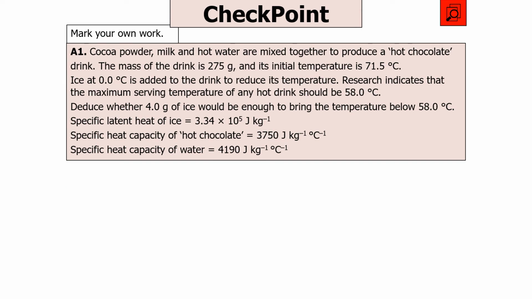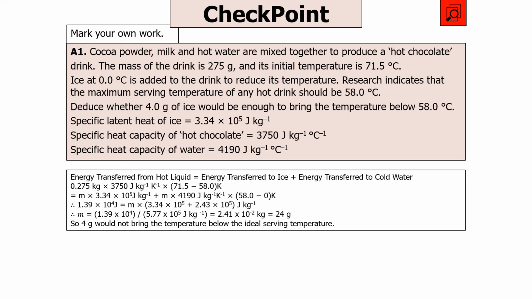Right, in this question we can say that the energy transfer from the hot liquid is the energy transferred to the ice plus the energy transferred to the cold water. So we can say that E is going to equal MCΔT, so 0.275 times by 3,750 times by 71.5 minus 58, which will equal those two other energies, so M times by L plus by M times by C times by change in temperature.